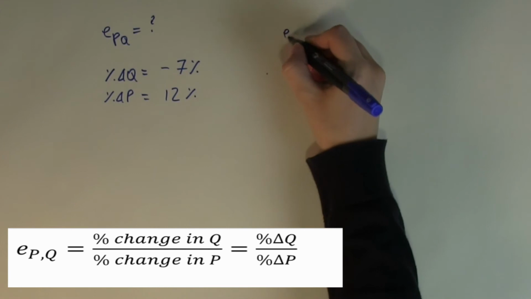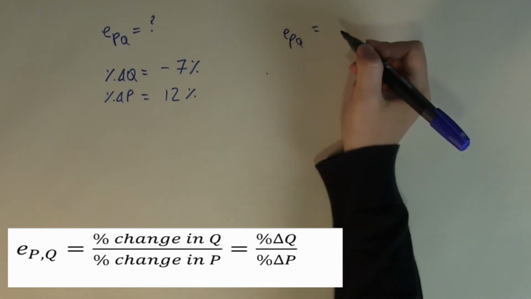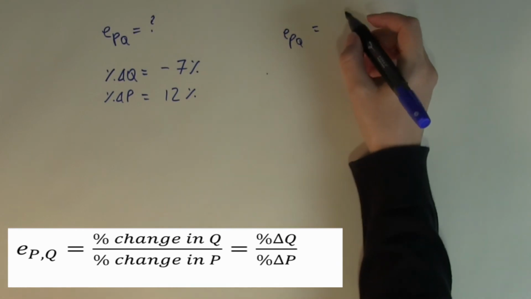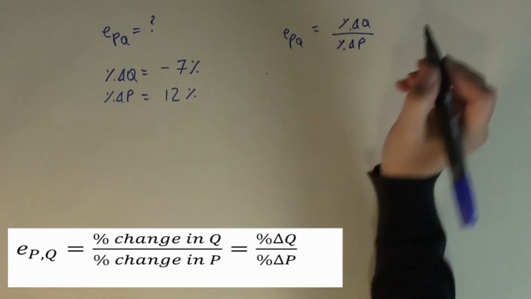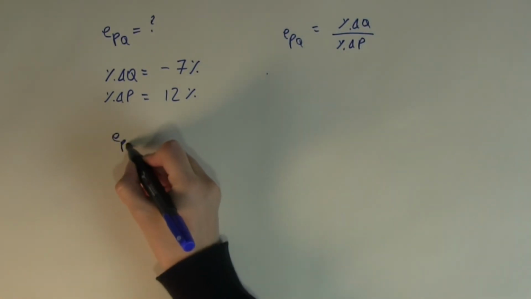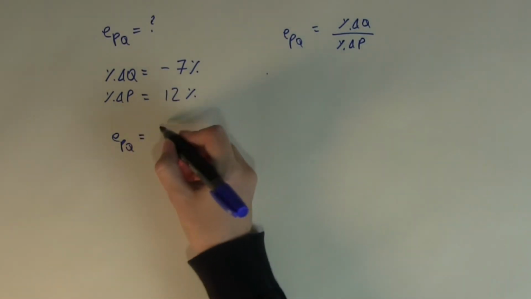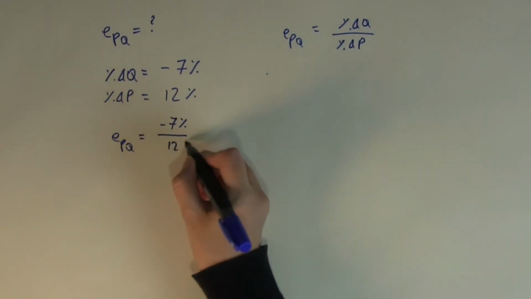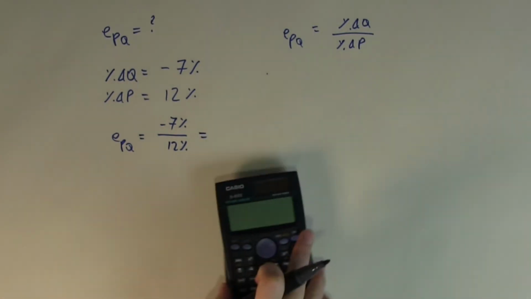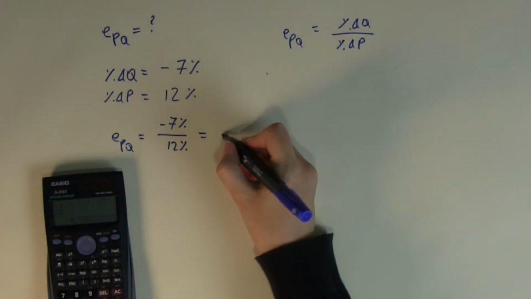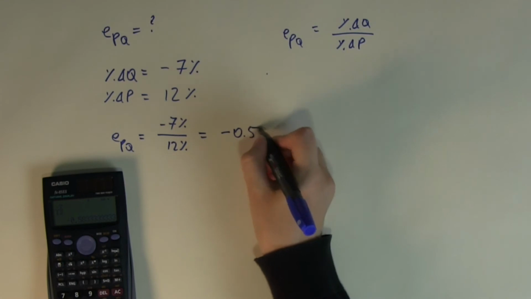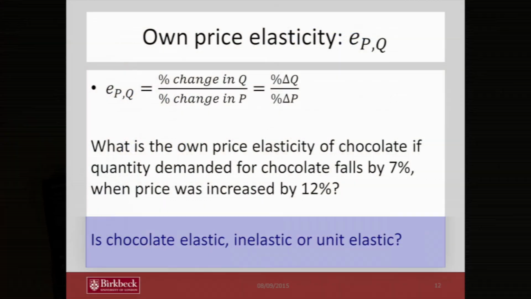So what you can see here now is you just need to substitute the right quantities into the formula. At the top will be the percentage change in quantity, and at the bottom will be the percentage change in price. So the own price elasticity therefore will be -7% over 12%. So scientific calculator again. Fraction -7 come down to 12 equals, so the own price elasticity is -0.58.